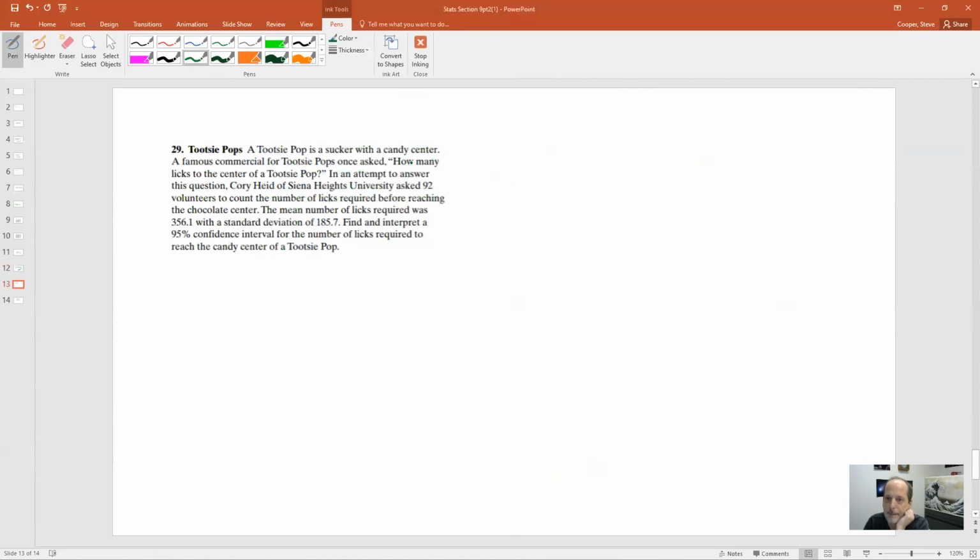So in this case, Tootsie Pop, they wanted to answer how many licks to the center of a Tootsie Pop. And this is no joke. This is real stuff here. So in an attempt to answer the question, a university student asked 92 volunteers, so n equals 92. Count the number of licks it took before you got to the chocolate center, and the mean number of licks was 356.1. I don't know what 0.1 lick looks like, but so X bar equals 356.1, and standard deviation from the sample is 185.7. So we want 95% confidence.